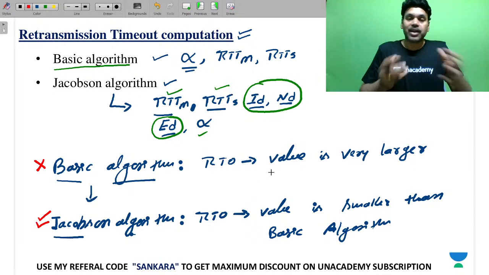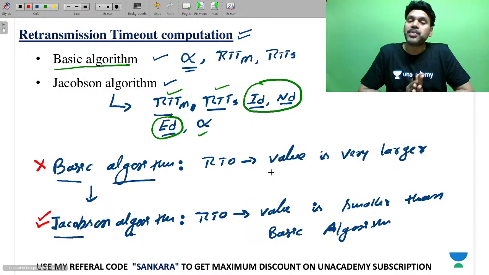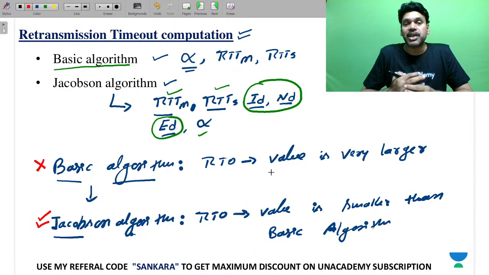Now you may have a doubt about how to compute the RTO value, and whether I can provide an example. Yes, we will discuss one example so that you will better understand how to calculate RTTM, RTTS and the timeout value using the basic and Jacobson algorithms.